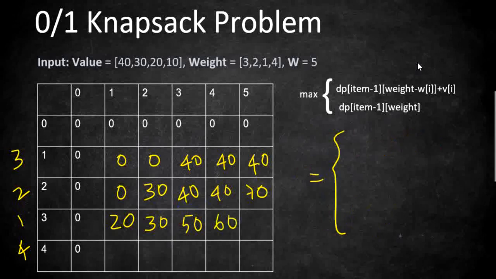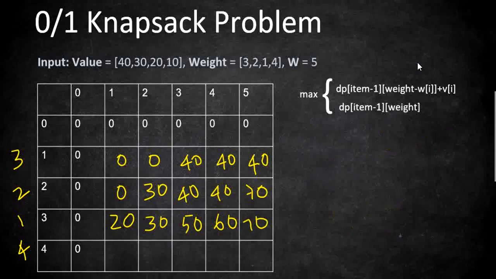Finally moving on to cell 5, if we are not considering the item, the previous value was 70. And if we are considering this item, then we are going to add 20 plus the rest of the weight is 4, and in the previous row the value at cell 4 is 40. So overall out of 60 and 70, the maximum is 70. So we are going to fill 70 here.